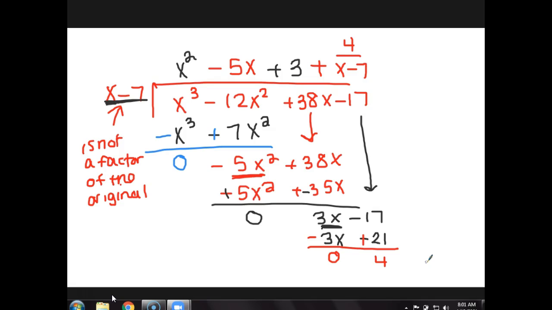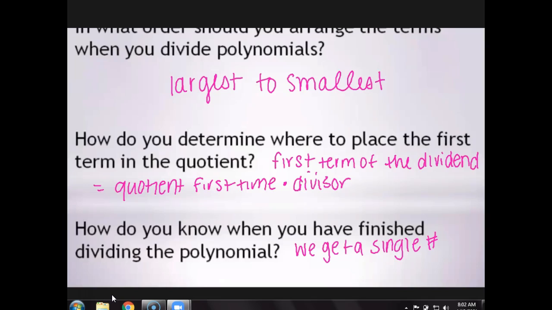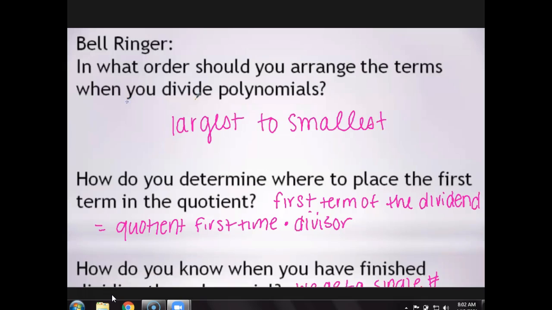Synthetic division has limitations. So, as part of the bell ringer, I wanted to talk about the ordering of terms, going back and discussing some of the terminology that we talked about in 6.1. It said, in what order should we arrange the terms when you divide a polynomial? The terms should be listed in order from largest to smallest. How do you determine where to place the first term in the quotient? The first term of the dividend is equal to the quotient of the first term times the divisor. So again, the dividend is what goes under the division bar. The divisor is what you are dividing by. It is the denominator. It's what goes on the outside.